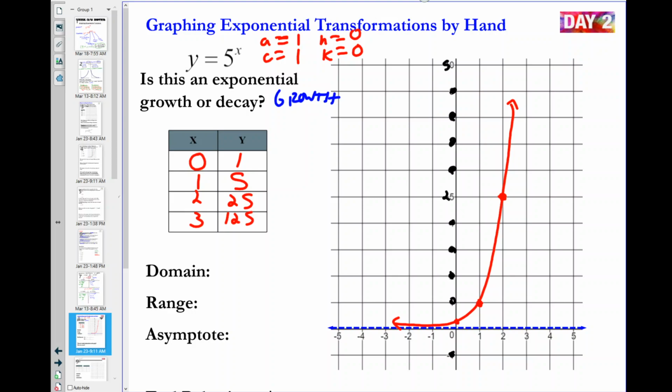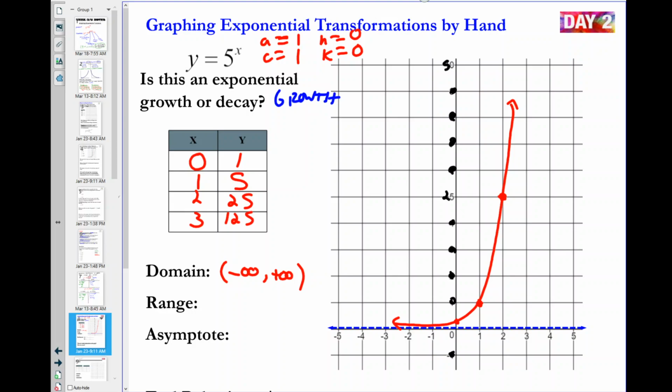What is the domain? The domain of any exponential is going to be all real numbers. That's not going to be the case for logs. I don't know when we'll get to logs, but that's not going to be the case. But for exponentials, always all real numbers.